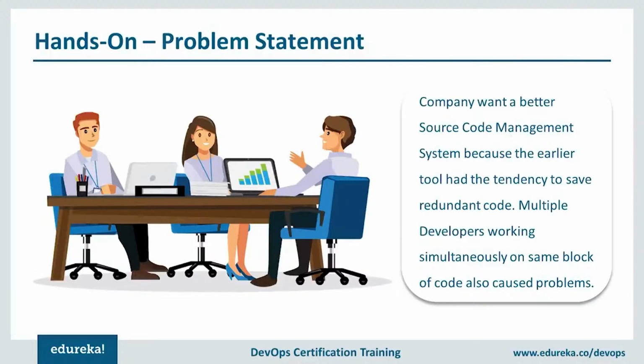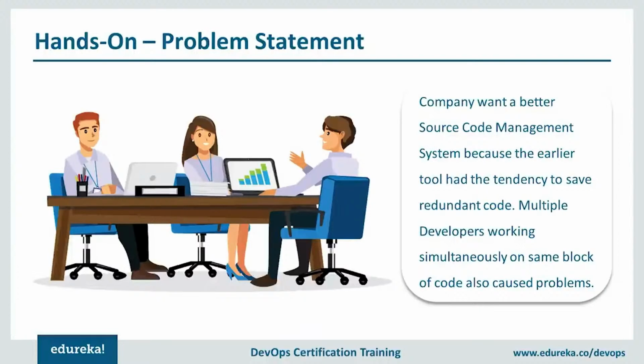Now that I've told you so much about version control systems and Git and different operations in Git, let's move on to a hands-on part where we'll be performing all these operations. So we have a company where 3 developers are working. They want their company to have better source code management. Whenever I say source code management, I'm referring to the version control system.